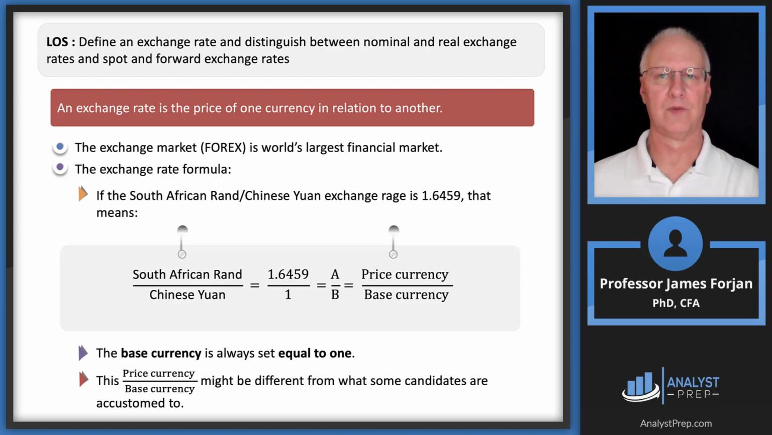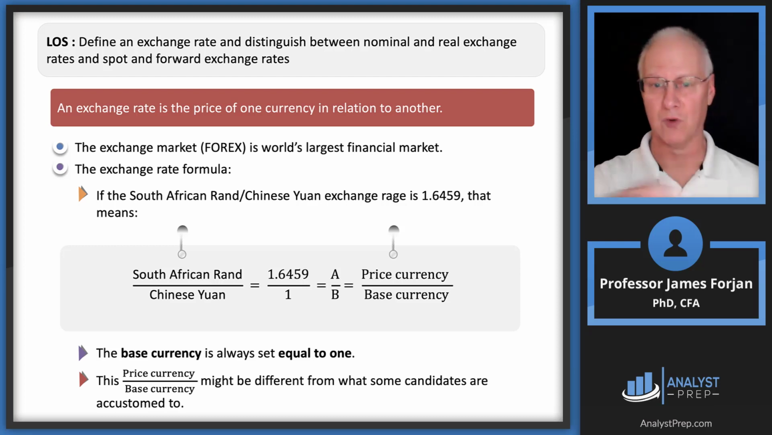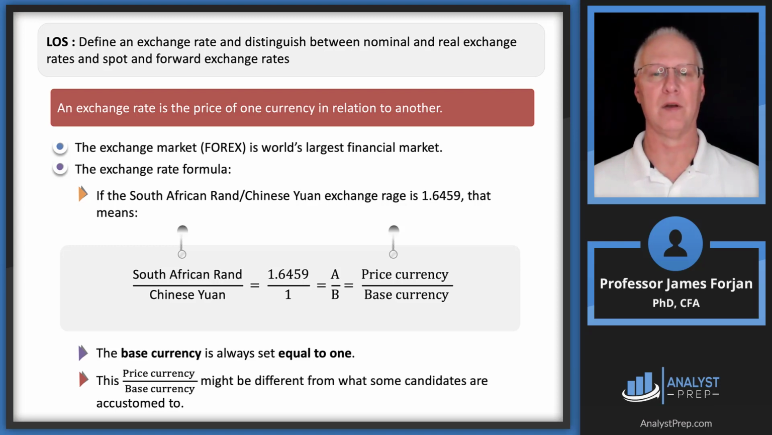Now let's start with this: distinguish between nominal and real exchange rates. But before we do that, let's go ahead and look at what an exchange rate is. So before I even get to the top bullet points, look in the light gray box. There's the 1.6459. That's the South African rand, and in the denominator is the Chinese yuan, which is 1. So there's the $10 per pizza. So draw that divided line and have the 1 in the denominator.